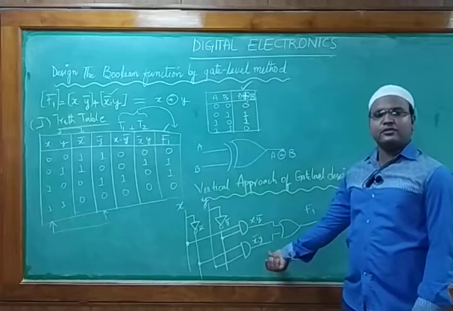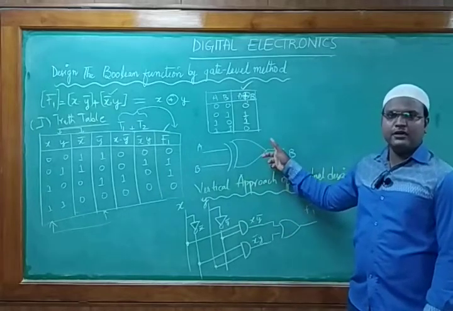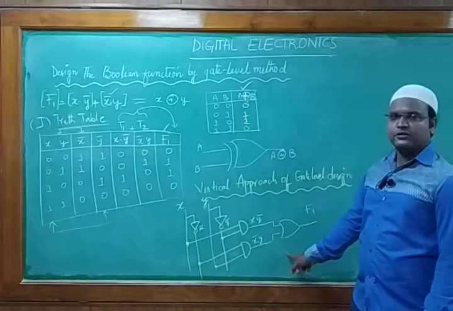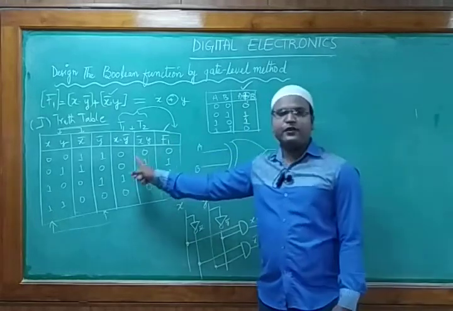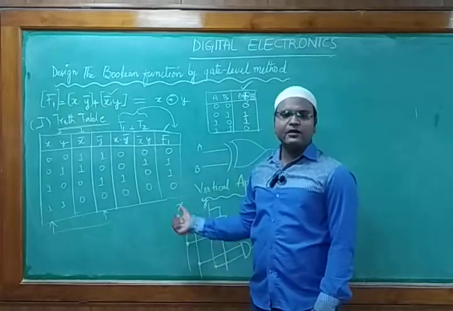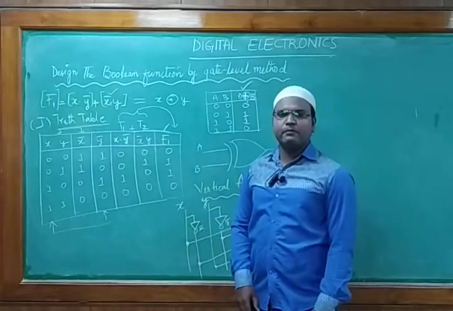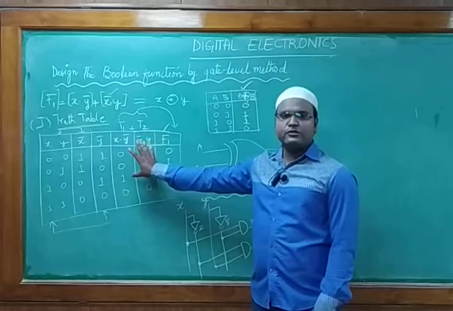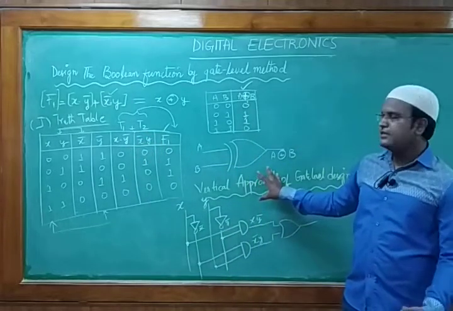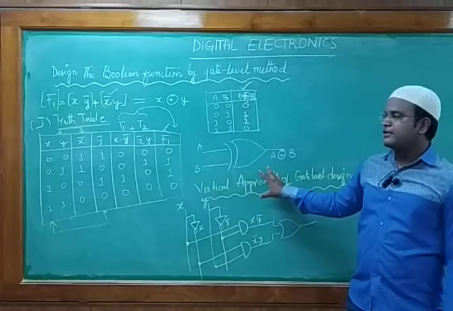In the exam, this is an important question: if they ask only to design it, we need to go with this one. If they ask to verify it by using truth table, we need to go with this part. So anyone, they can ask you, or else they can ask both of them. That means you have to verify by using truth table and you need to write its vertical approach. So let us see the next part, that is exclusive NOR gate.